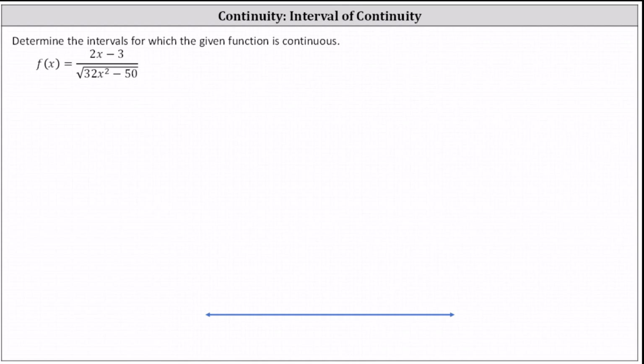Determine the intervals for which the given function is continuous. We are given f of x equals the quantity 2x minus 3 divided by the square root of the quantity 32x squared minus 50. There are two things we have to consider here.